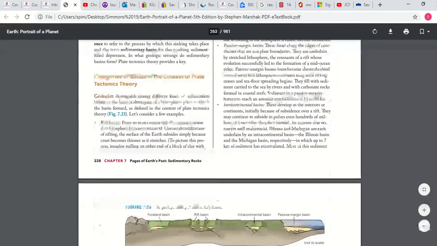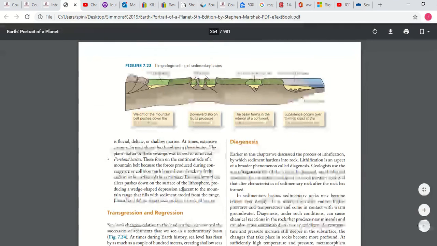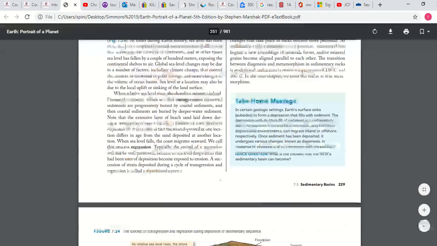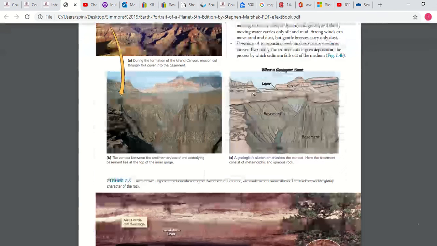You'll see sedimentary basins, places where the rock has... And you can see the different organisms that live.